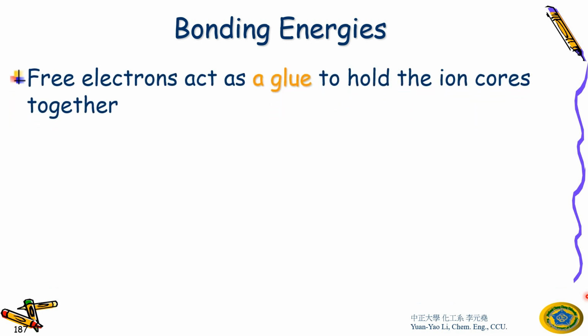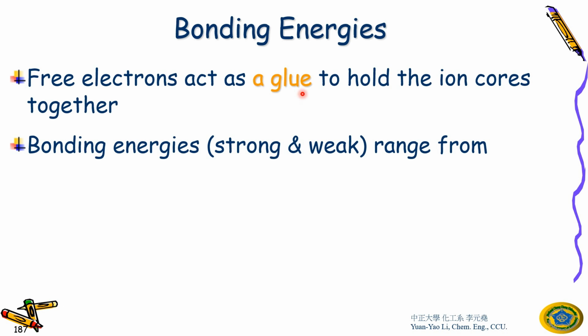Right. So the bonding energies, so free electrons act as a glue. You know the glue is very sticky. So that's why metal is ductile. You can pull the metals, or you can shape the metals, okay, to make it long or make it short, make it huge.